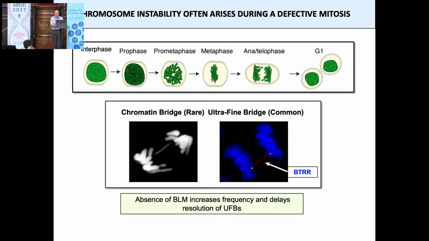And what is very important is that the absence of BLM, so if you take Bloom syndrome cells, for example, you get an increase in the frequency of these anaphase bridge structures, but also a delay in the resolution of these bridges. So instead of them being resolved very early during anaphase, they tend to sit for long periods of time well into late mitosis, normally when most of these bridge structures have already been resolved. They're actively resolved during anaphase and telophase.